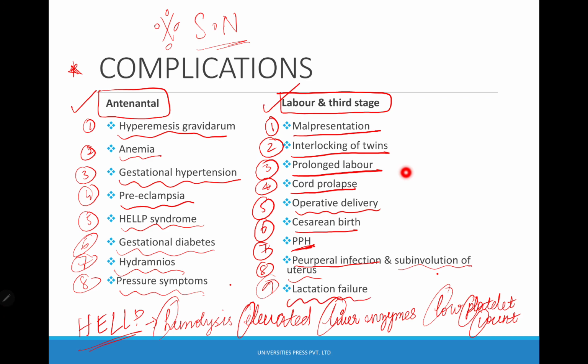So the labor and third stage complications are totally 9 complications for a multiple pregnancy. So first complication is malpresentation. Then interlocking of twins, prolonged labor, cord prolapse, operative delivery, cesarean birth, postpartum hemorrhage, puerperal infection, subinvolution of uterus, and lactation failure. So you need to remember these 9 complications seen in labor and third stage.